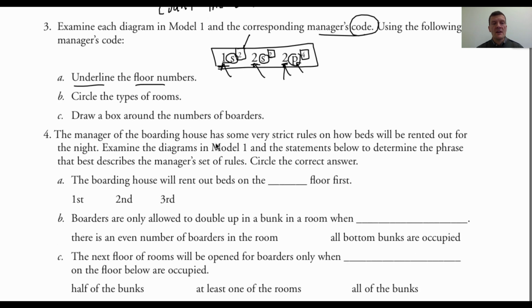The manager of the boarding house has some very strict rules on how beds will be rented out for the night. Examine the diagrams in Model 1 and the statements below to determine the phrase that best describes the manager's set of rules. Circle the correct answer. So, let's look at 4A. The boarding house will rent out beds on which floor first?